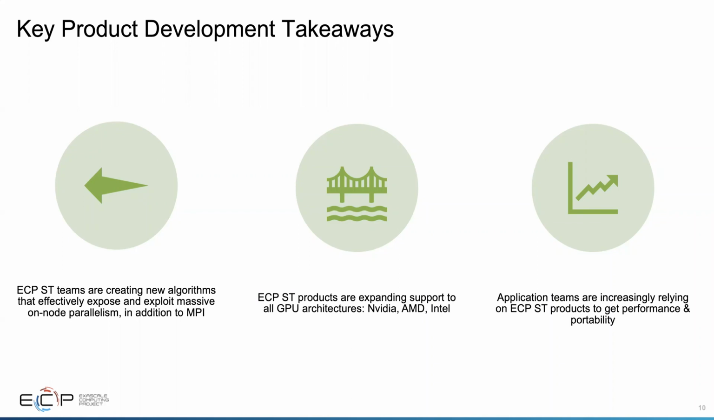These include the use of GPUs and accelerators from a number of different vendors. And even OpenMP and OpenACC programming models are used to target on-node parallelism, while MPI is used for cross-node. And these ST products are expanding support to all 3 GPU architectures from NVIDIA, AMD, and Intel. And the teams are increasingly relying on these software technology products to get performance and portability in their applications.